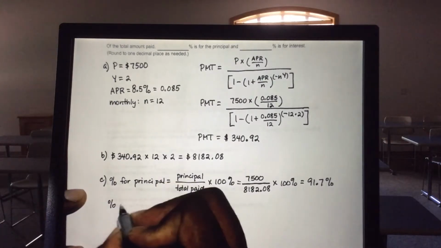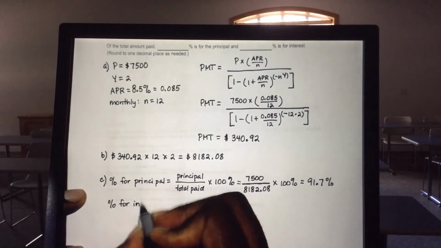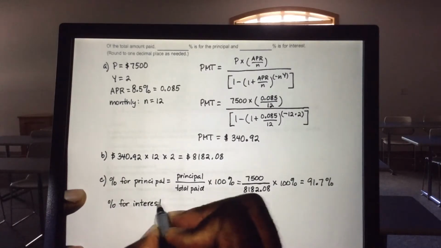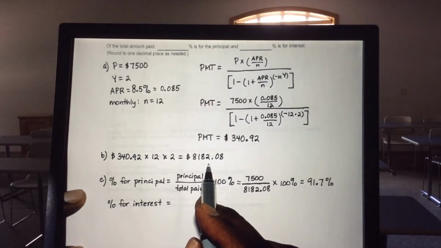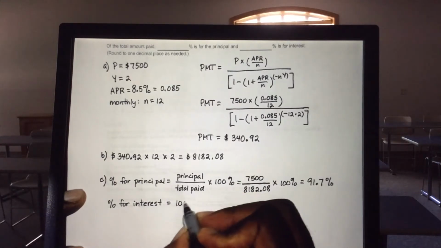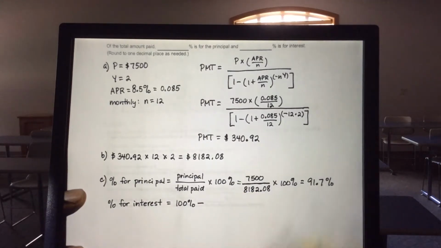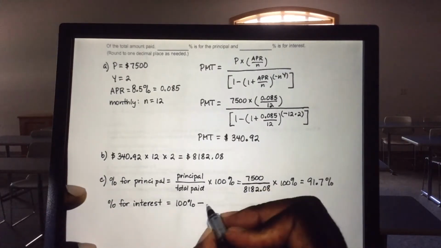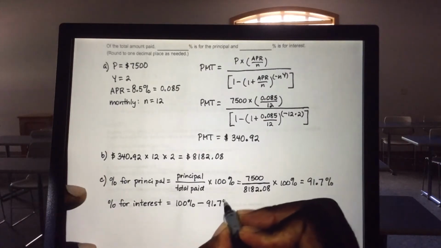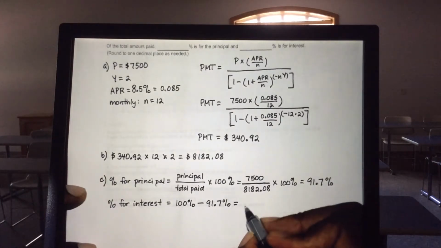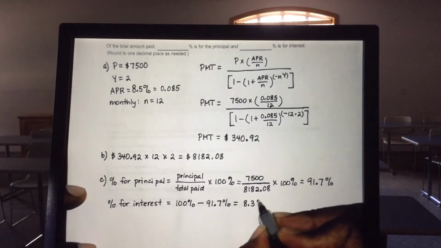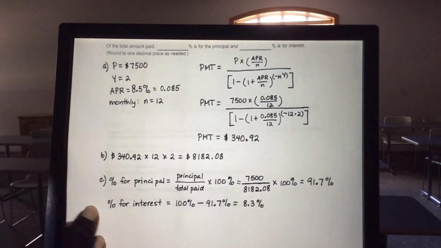Now to find the percentage going towards interest, well, that total payment is 100% altogether. And we have 91.7% of that going towards the principal. So subtract 91.7% from 100%, and you're going to get 8.3%. So 8.3% of that total payment over the 2-year period will go towards interest.